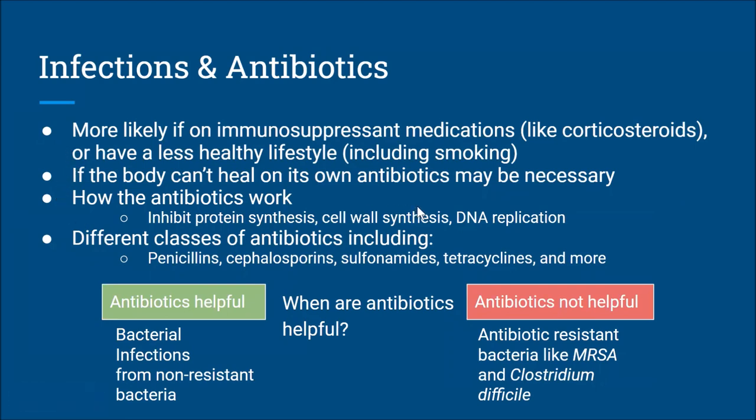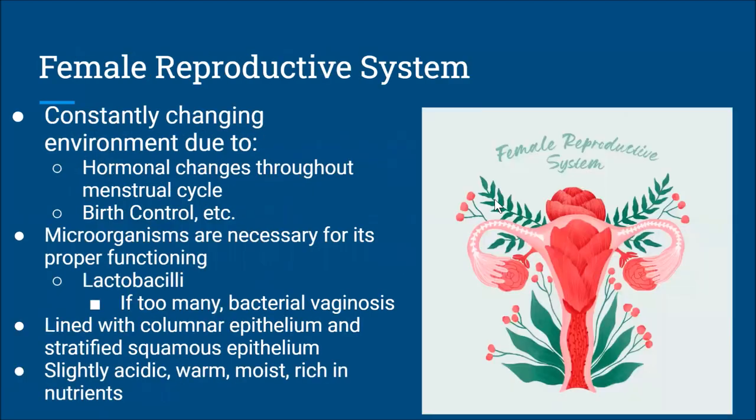Sometimes antibiotics are necessary. They work by inhibiting protein synthesis, cell wall synthesis, and DNA replication, basically killing bacteria and keeping them from reproducing. There are different classes, and unfortunately, we are seeing more and more bacteria that are antibiotic resistant due to the overuse of antibiotics.